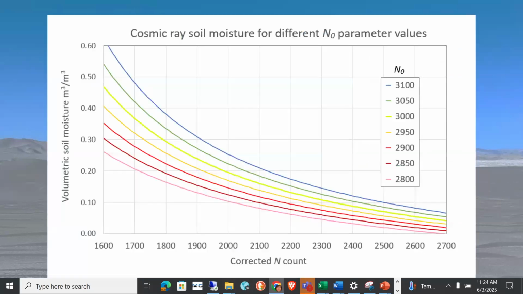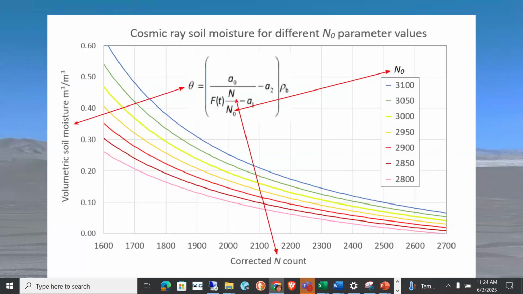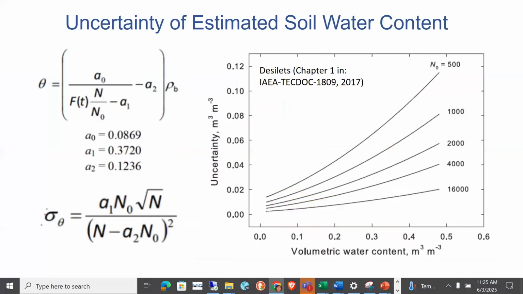So this is then a family of curves for what we use to get volumetric moisture as a function of this corrected neutron count. And the N0 is a calibration parameter. So we need to measure in the field what's happening within that. And that has what looks like a fancy equation, but really it's mostly constants. And that N0 is our main calibration parameter. So we have moisture as a function of this N0 and then the dynamic neutron count.